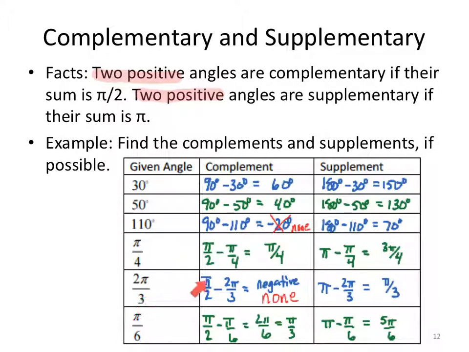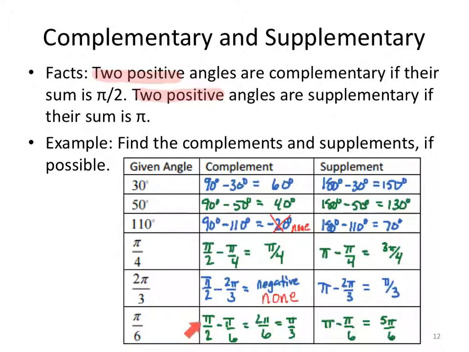2 pi over 3, I do 1/2 minus 2/3, and then I realize, wait a minute, 2/3 is bigger. So this is already past 90 degrees. There is no complementary angle. There is, however, a supplementary angle of pi over 3 because 1 minus 2/3 is 1/3. Therefore, pi minus 2 pi over 3 is pi over 3.